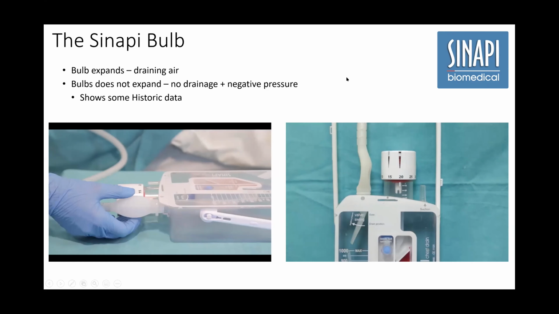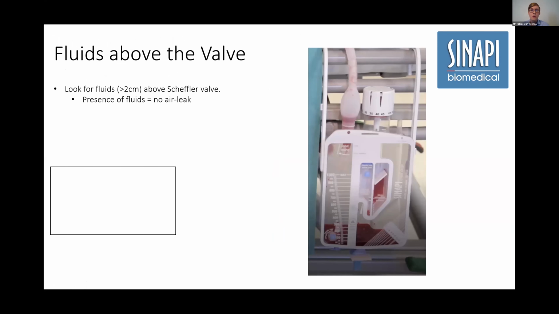Fluids above the valve is another indicator that we've incorporated. As the picture on the right-hand side shows, you look for fluids greater than 2 centimeters above the Scheffler valve. Presence of fluids means that there's no air leak. So at this moment, looking at the picture, you can be 100% confident there's no air draining from the chest. And when there's no fluid, there was obviously air being drained.